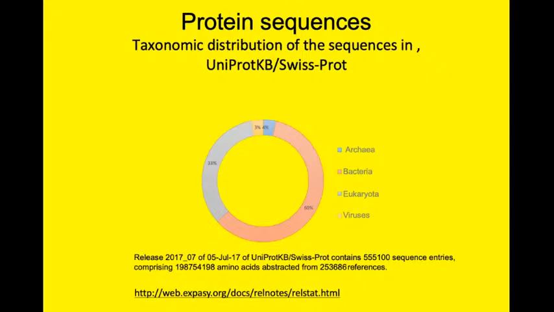Then protein sequence, taxonomic distribution sequence. So here you can see that archaebacteria includes around 4%, bacteria has 60%, eukarya has 33%, and viruses have 3% of your protein sequences on the Swiss-Prot website or UniProtKB.